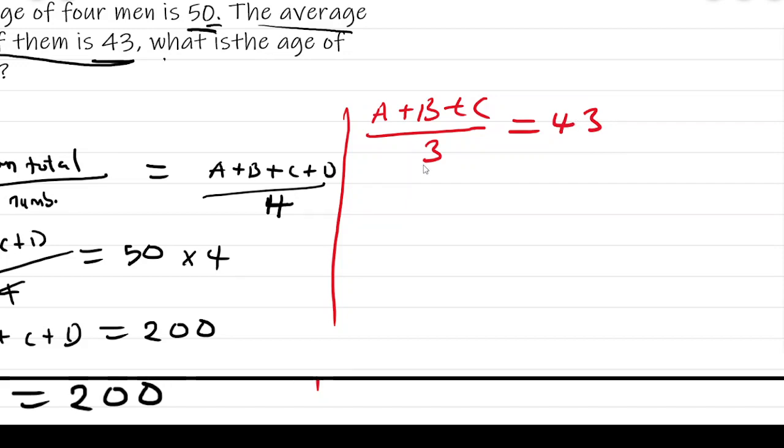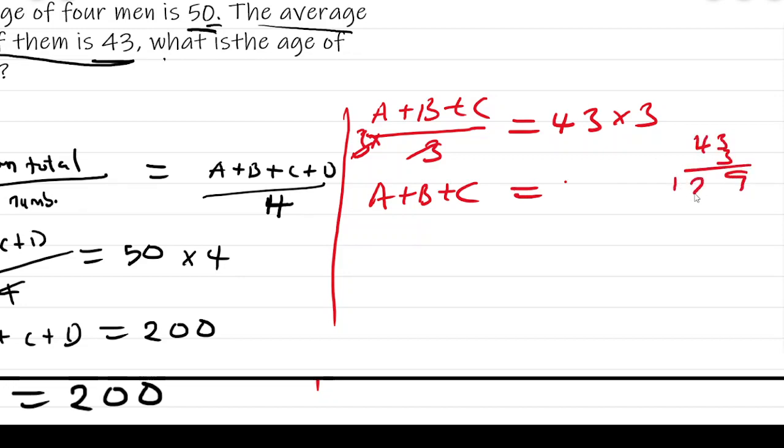Now, what we'll do next is multiply both sides by 3. So the 3 cancels out the 3. Then A plus B plus C will be equal to 43 times 3. So 43 times 3: 3 times 3 is 9, and 3 times 4 is 12. So this is 129. A plus B plus C is 129. So the sum of the ages of the 3 men is 129.